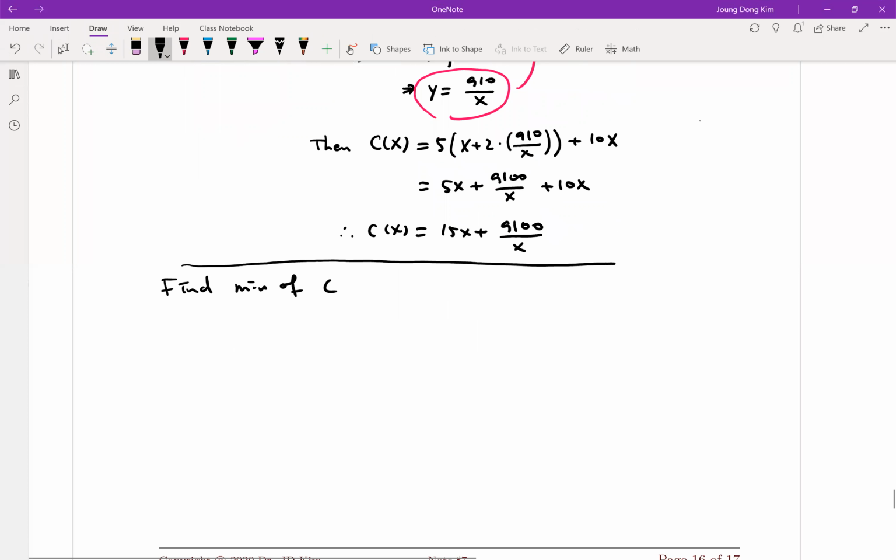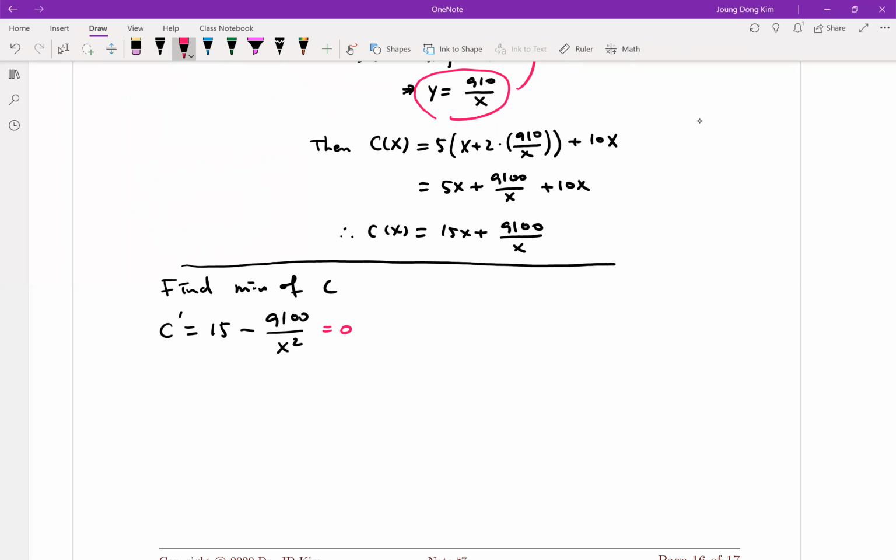Do you remember the steps to find the minimum of a function? The first step is to take the derivative. The purpose of this derivative is to find the critical numbers, because all the critical numbers are candidates for the local maximum or local minimum. So let's start from there. We need C prime, which is equal to 15, and also the derivative of 1 over x is negative 1 over x squared, so it'll be minus 9,100 over x squared. To find the critical value, we set that equal to 0.